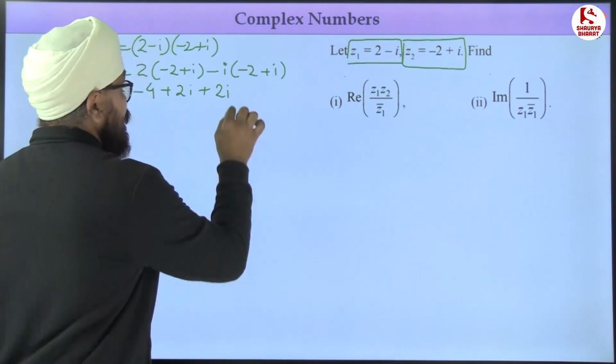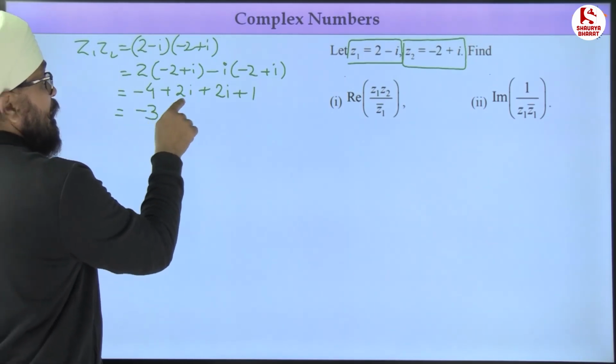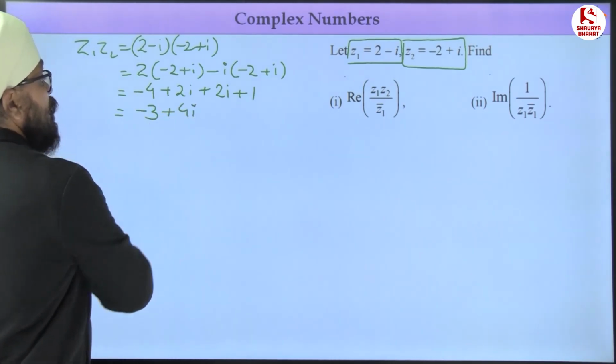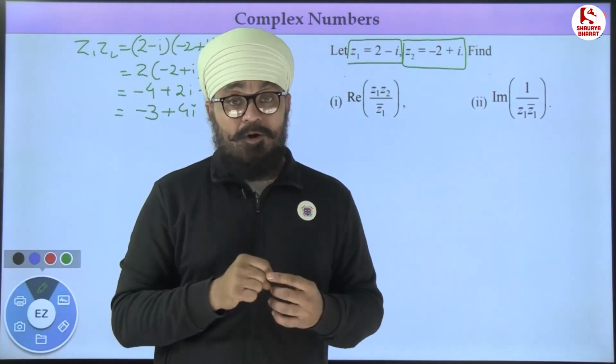Iota square is minus 1. So this becomes plus 1. So here the answer is minus of 3 and this becomes 4 iota. So we are having the product Z1 into Z2. So this is how we are multiplying the complex numbers.